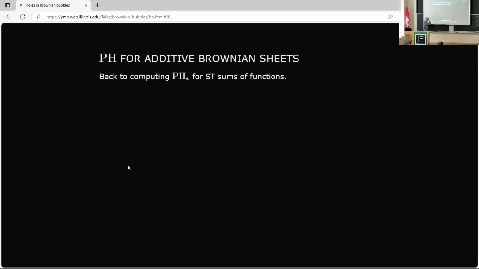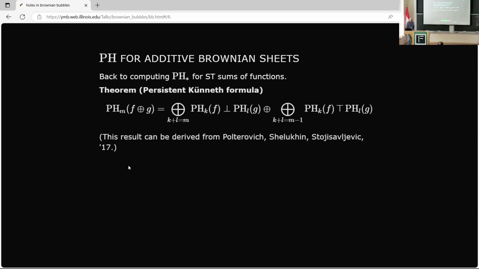Back to our Brownian situation. So now we have this situation. So remember where we were. We have a function which is essentially the additive Brownian motion, the function of this variable plus the function of that variable. What can we say about the components and the holes in the level set of this function?